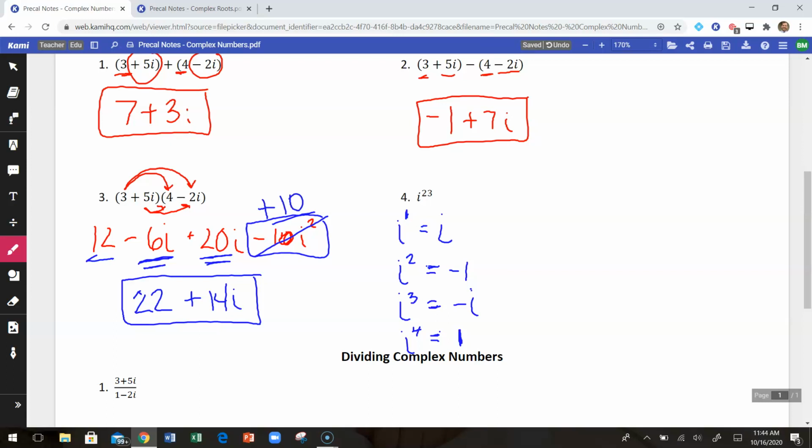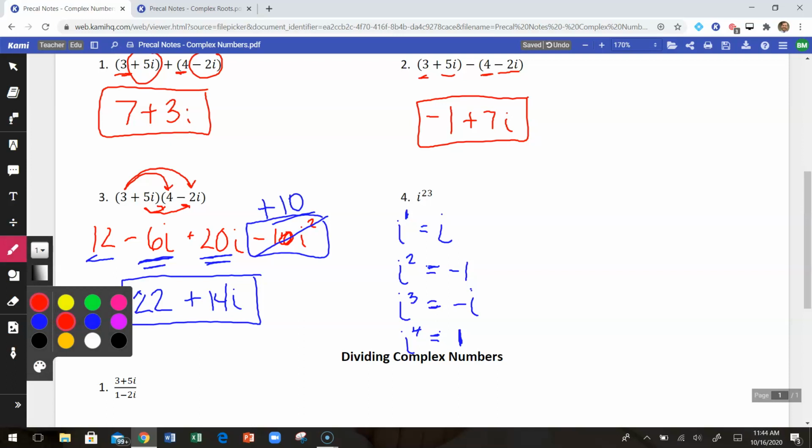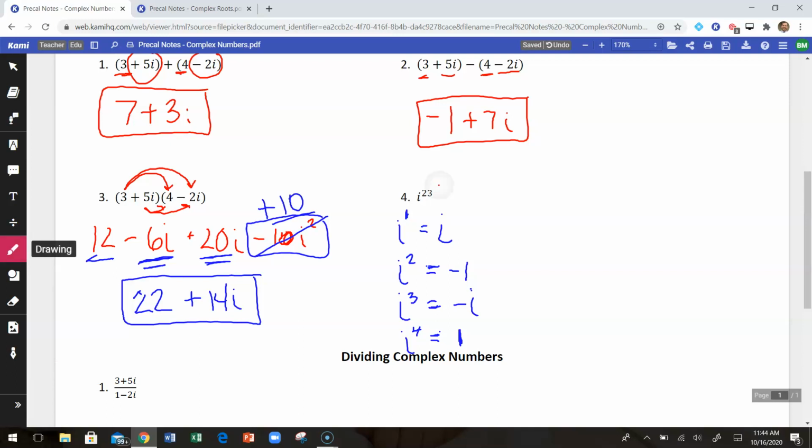The next one would be i to the 5th, and i to the 5th would then say, okay, take 1 and multiply by i. Well, I'm going to be back to i. And then I'm going to continue this pattern of going between i, negative 1, negative i, and 1. So when I want to do i to a specific power, I want to think about where in this order is that number going to fall.